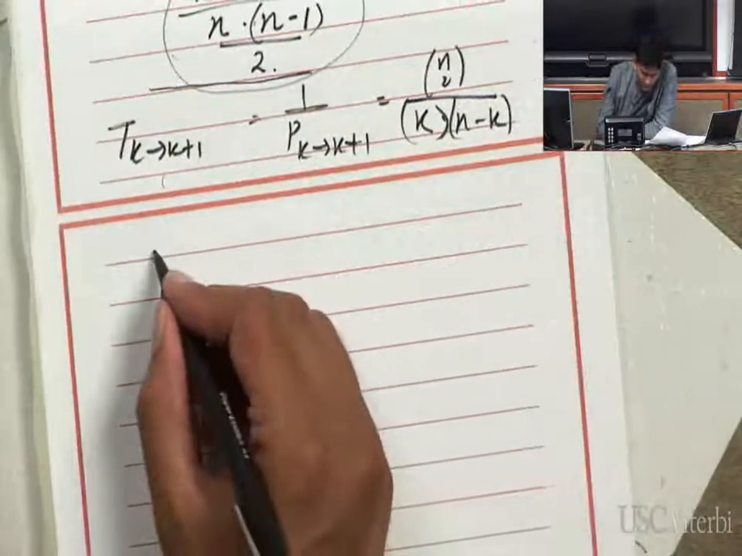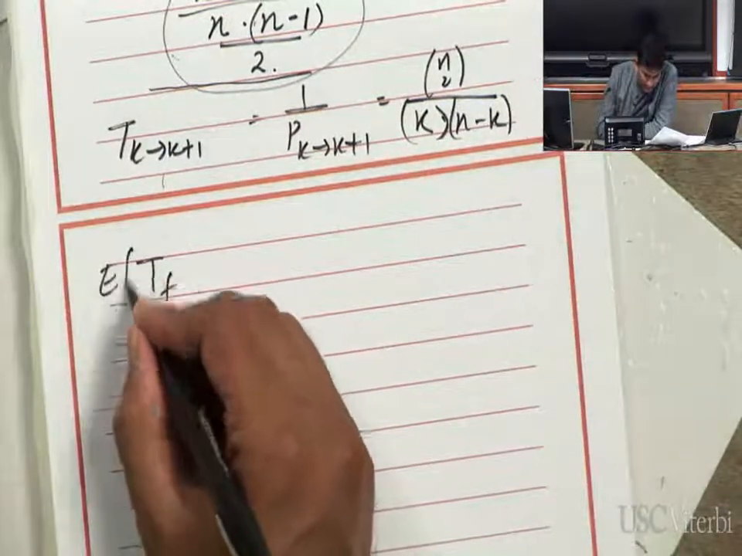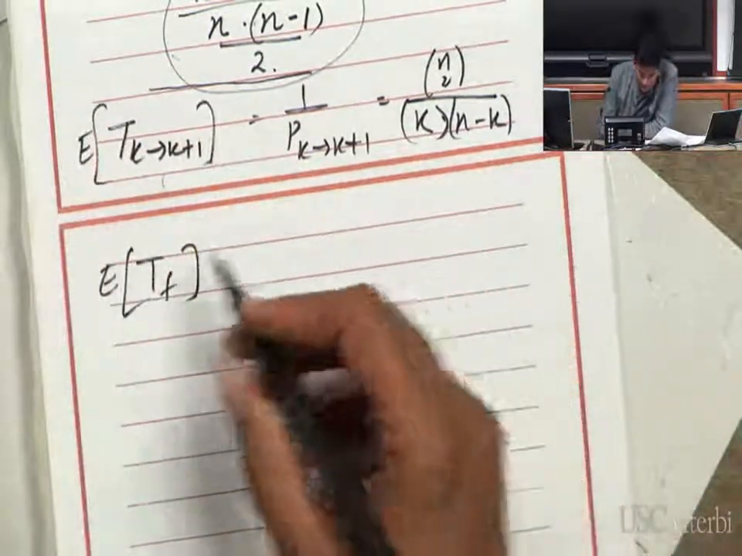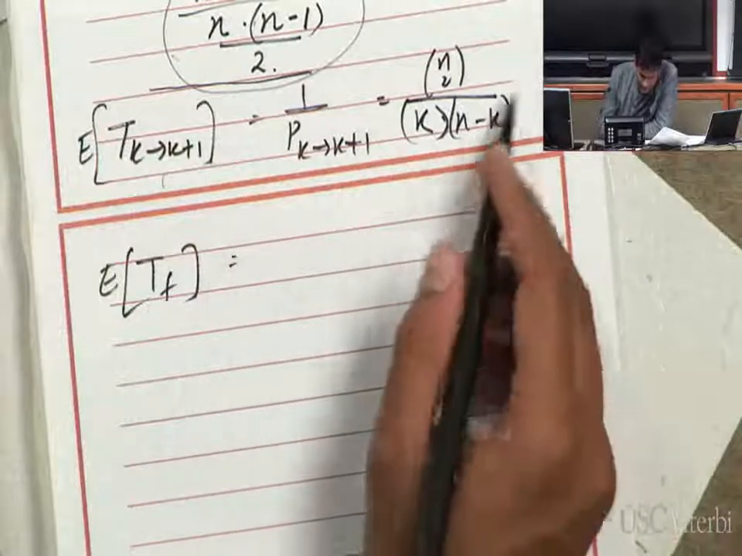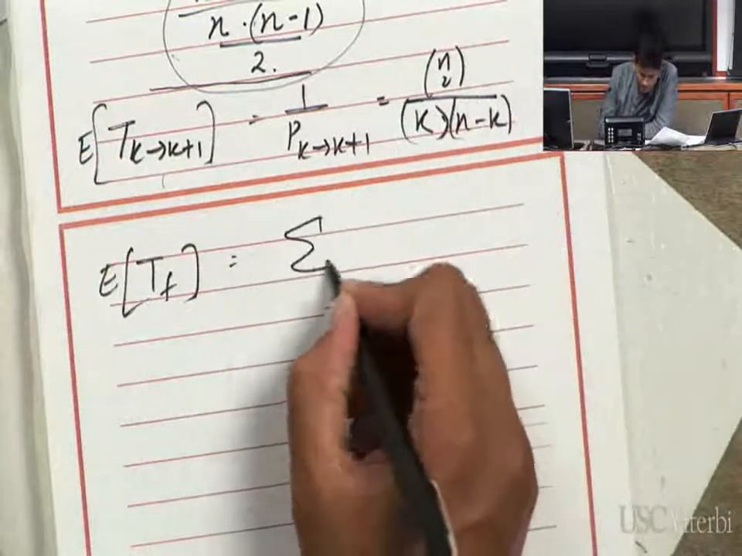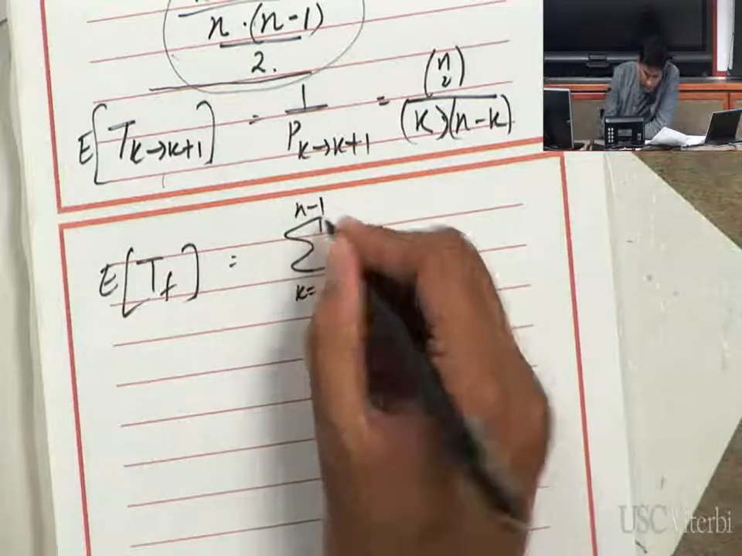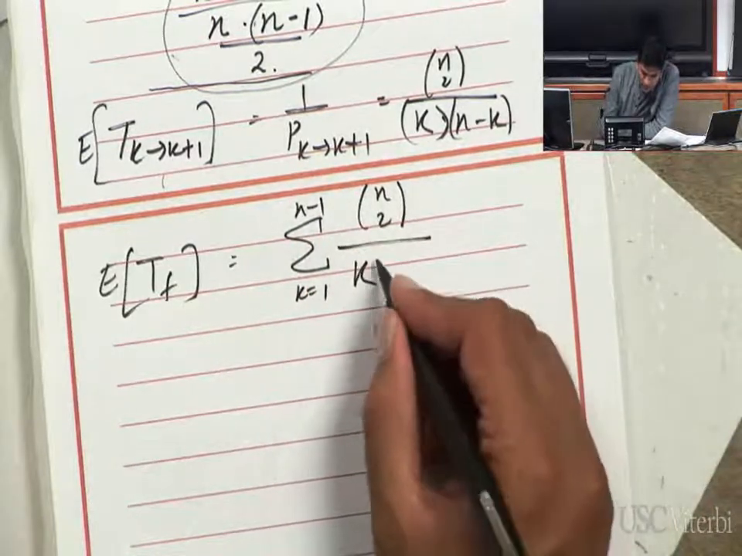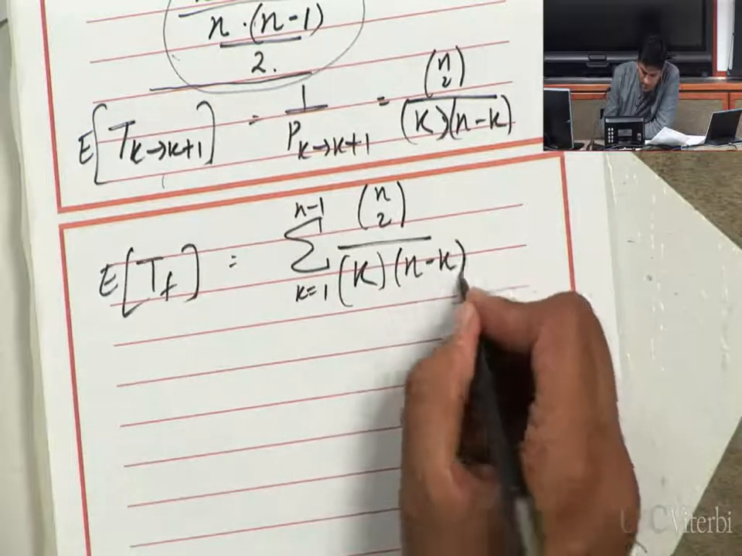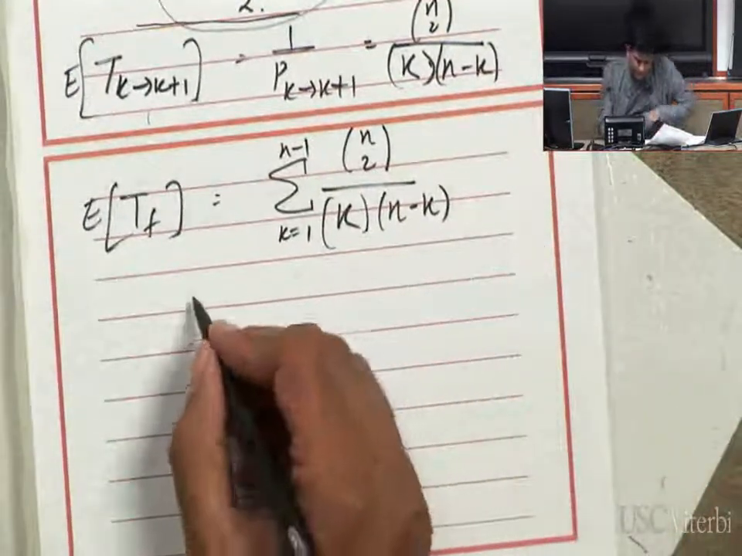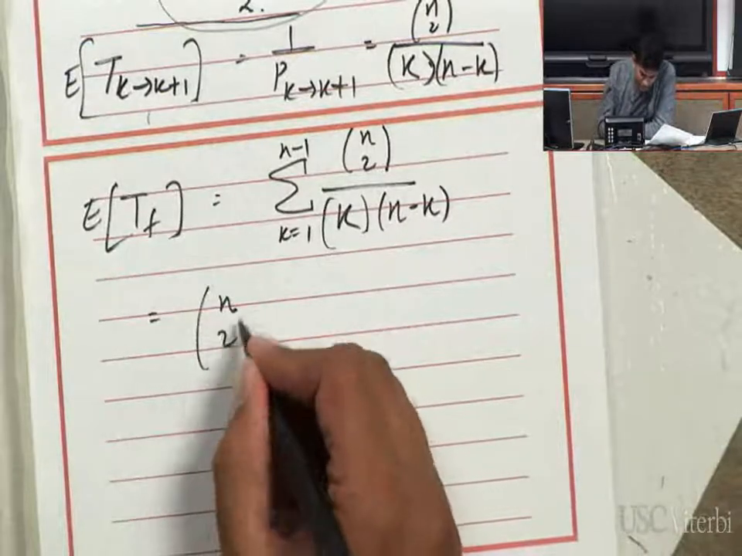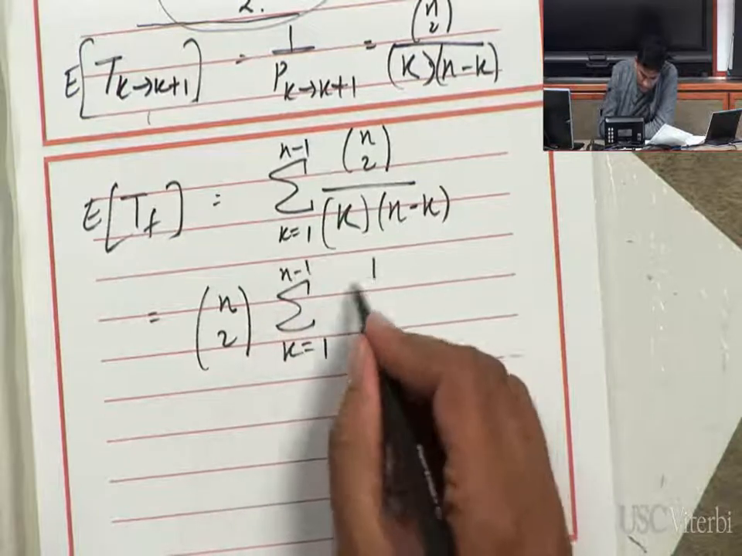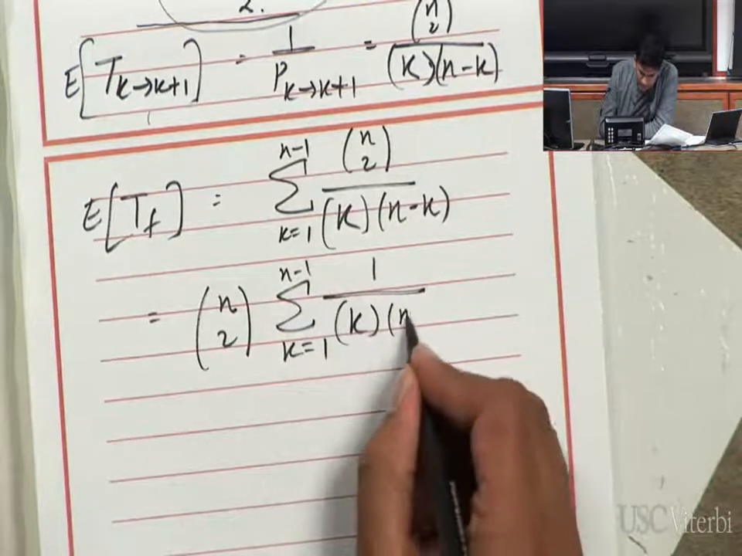And going back to the total flooding time that we want to find the expectation of, this is the expected time to go. So the total flooding time is going to be simply the sum of these quantities going from 1 to n minus 1. So n choose 2 over k times n minus k. So I can write this as n choose 2, summation k goes from 1 to n minus 1, 1 over k times n minus k.